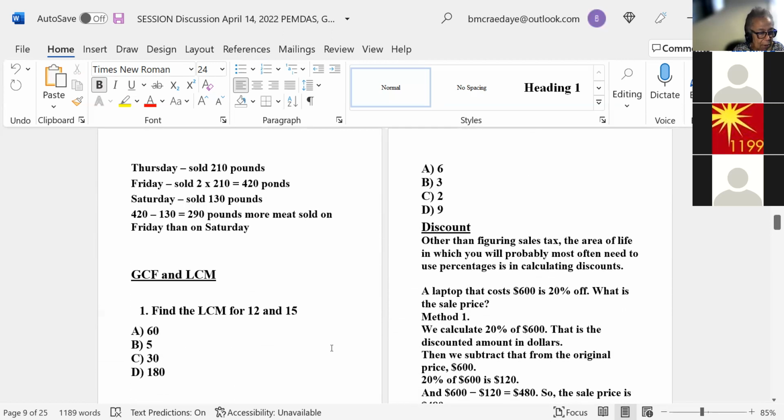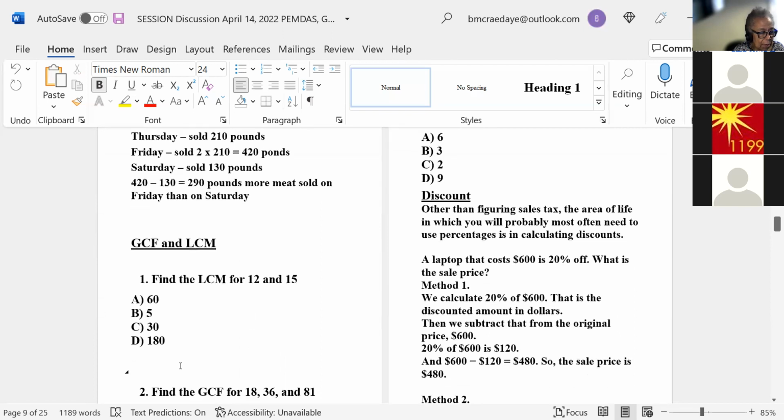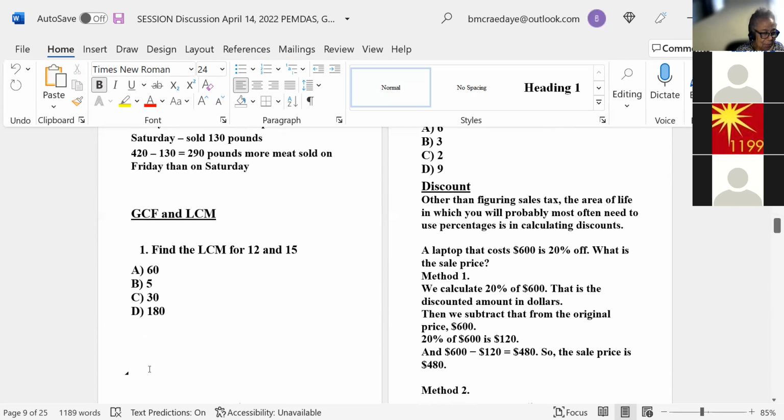Now we have just a review. Okay. Going back to greatest common factor, least common multiple. What's the least common multiple for 12 and 15? What's the least common multiple for 12 and 15? Is it 3? Well, here are your choices: 60, 5, 30, 180. Which one?